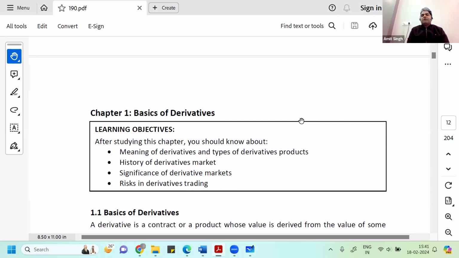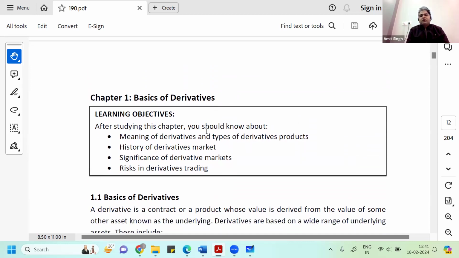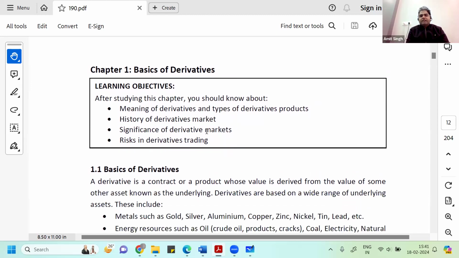So now coming to this topic, without spending much time, I'm going to talk about the basics of derivatives in this session. The learning objective is to talk about what is a derivative and what the different types of derivative products are. We're going to get into the history, and talk about what has happened in the past which led to the development of so many innovative products in the derivative market.